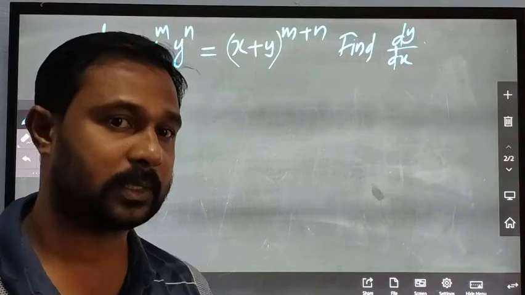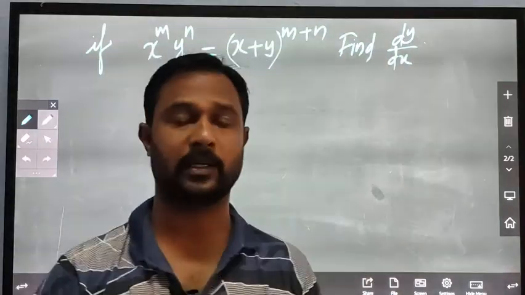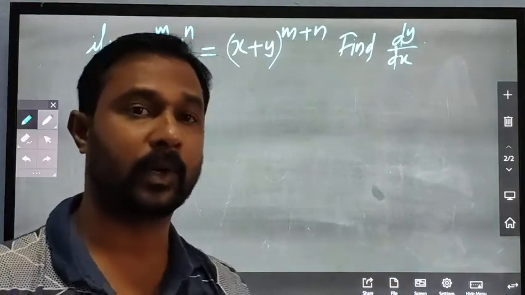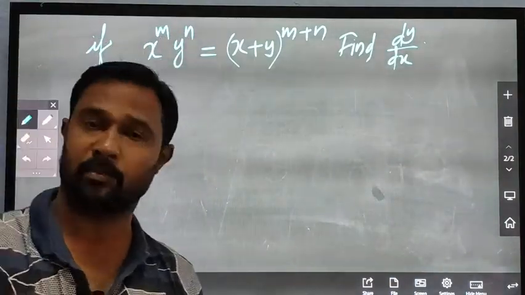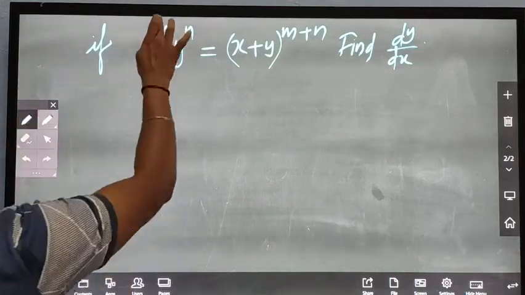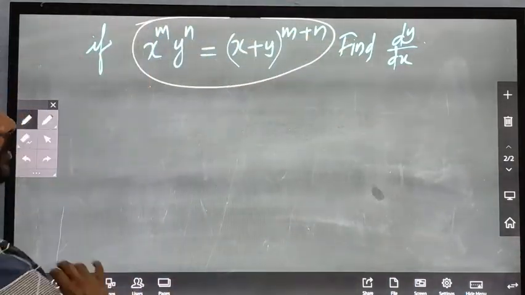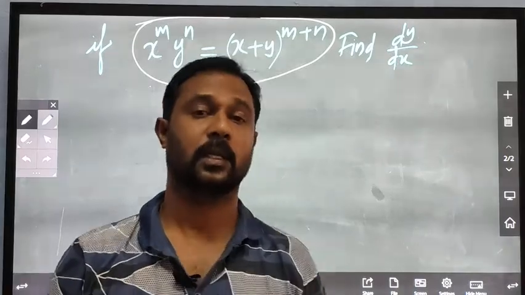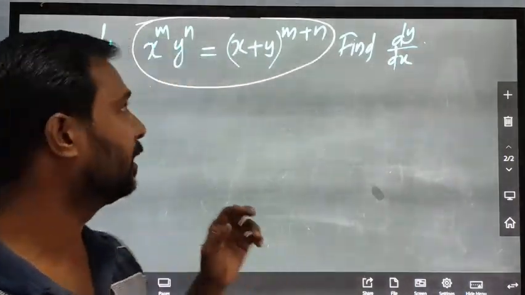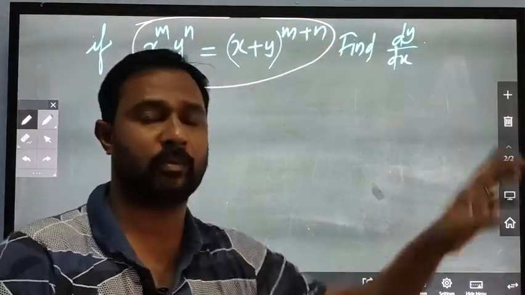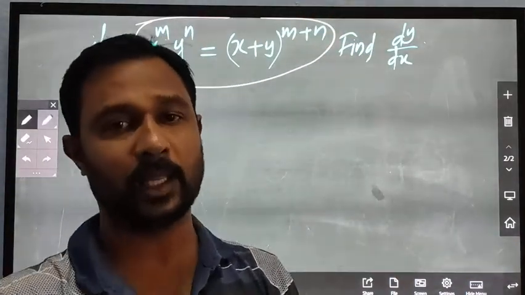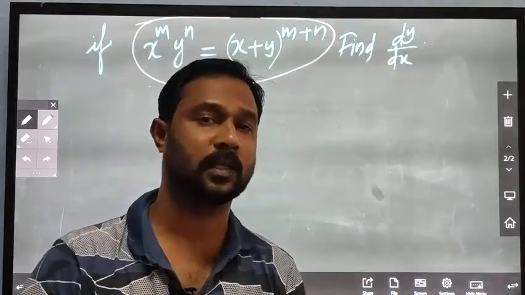The same problem is sometimes asked as: show that dy by dx is equal to y by x when x power m, y power n is equal to x plus y power m plus n. Here the function given is this one. Each and every term is in base-index form. But here the base is a function, while the indices m and m plus n are not functions. They simply represent integers, right?